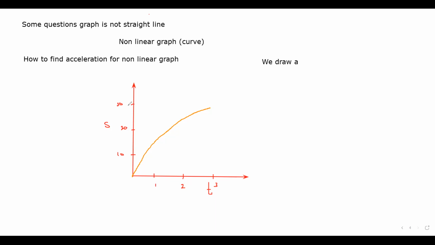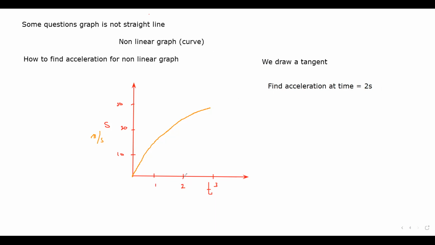So you have 10, 20, and 30 for the speed on the y-axis, and you have time on the x-axis. You want to find acceleration. To find the acceleration, you have to draw a tangent. How to draw a tangent? For example, if I say find acceleration at time equals 2 seconds.